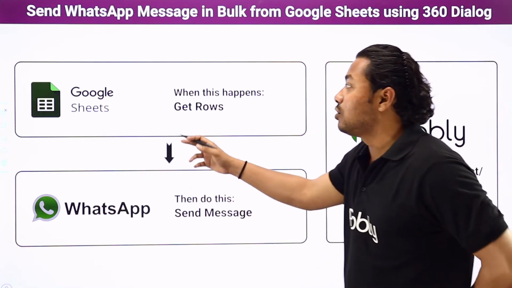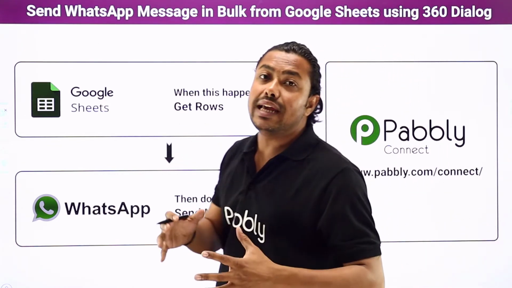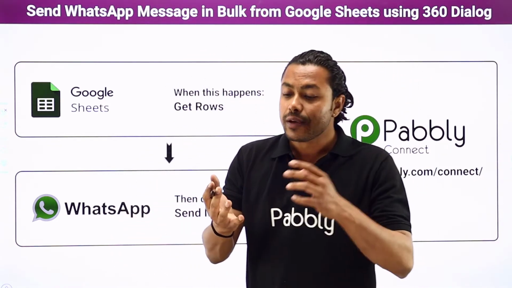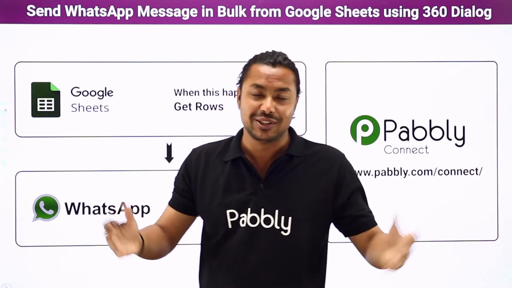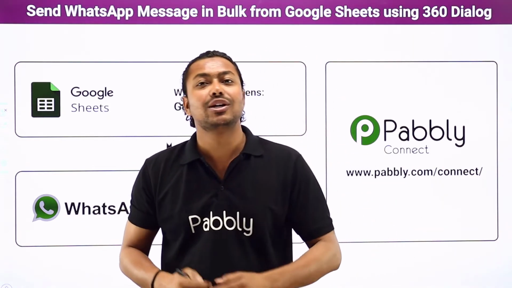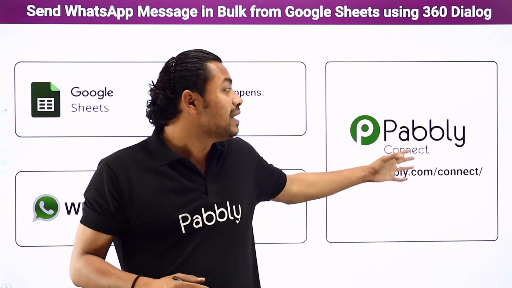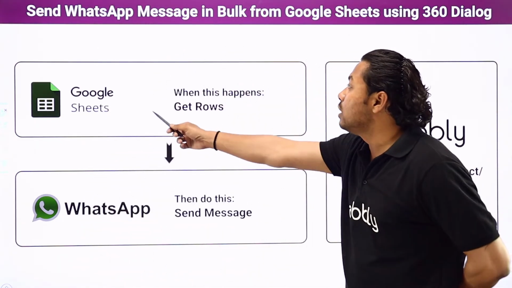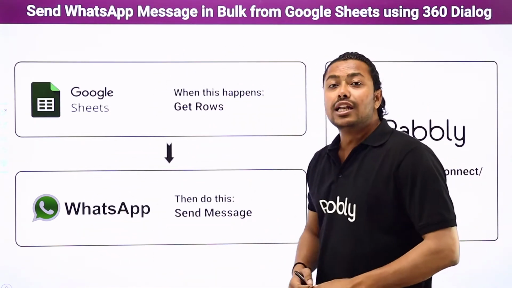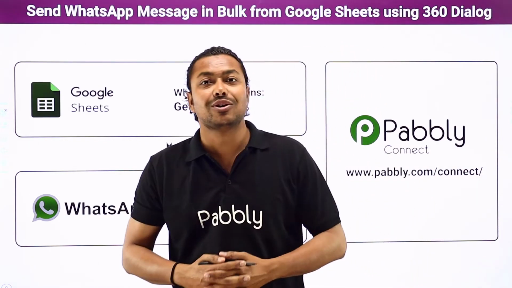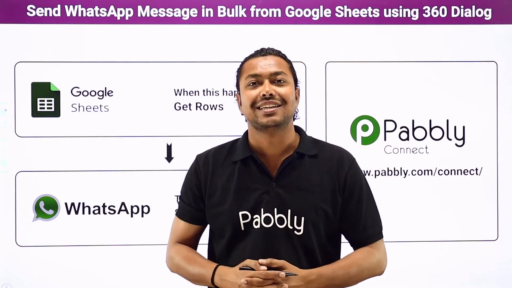So we are doing this automation, and it is very useful and very handy automation for your businesses, for your personal life, and for other purposes too. Now to do this automation, we are going to use an integration and automation service, Pabbly Connect, which will help us connect Google Sheets and WhatsApp together. Now, if you want to learn how to do this automation, you have to come with me to the screen.